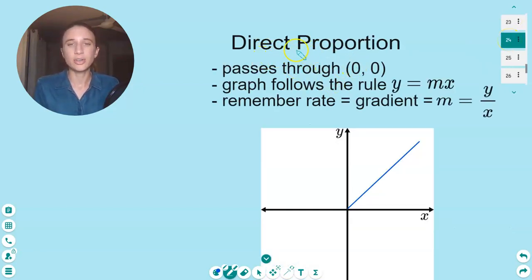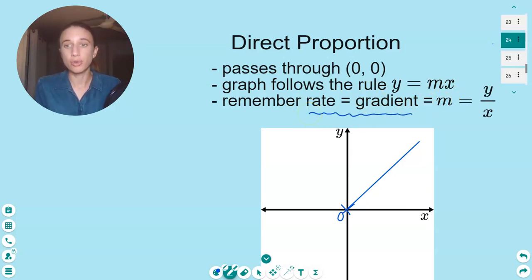Okay, so first thing you need to know about direct proportion is that direct proportion graphs pass through the origin. So you already have a point straight away. They pass through 0, 0, all right? The graph of a direct proportion follows the rule y equals mx, okay? Soon you will see graphs that follow the rule y equals mx plus c, but we're not going to worry about that just yet. And we need to remember that the rate is the gradient, which is m.